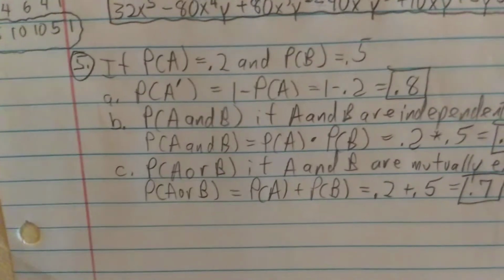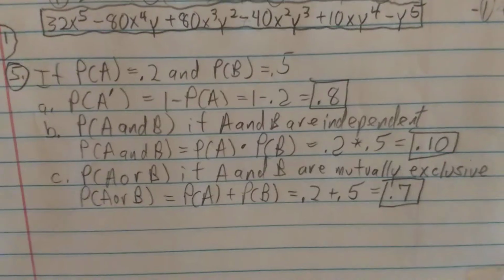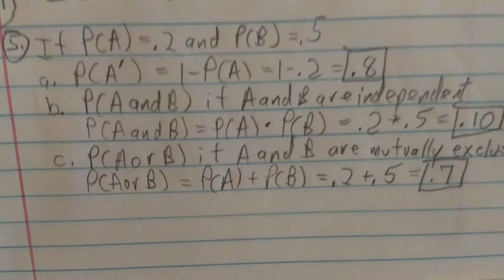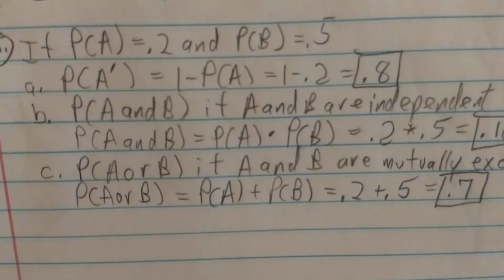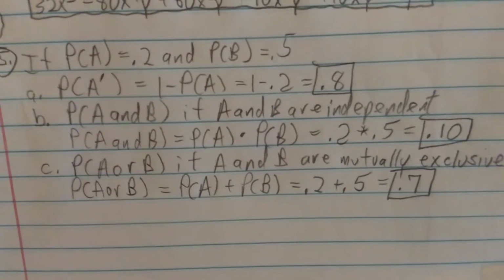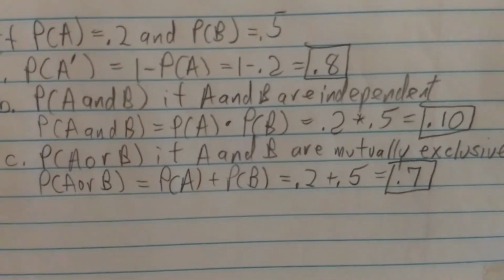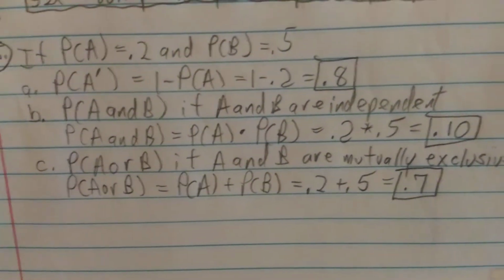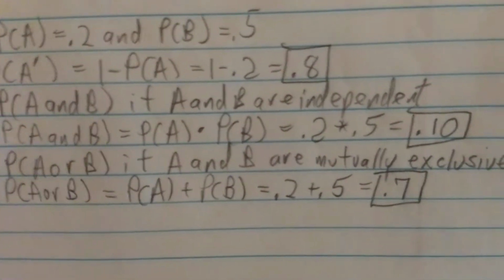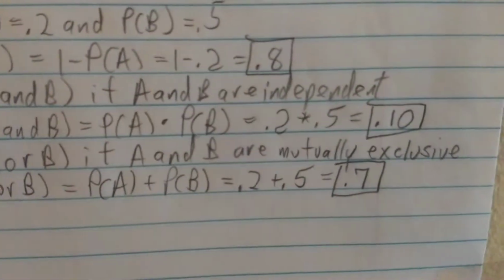Now problem 5 is, if the probability of A is 0.2 and the probability of B is 0.5, then the probability of A complement is 1 minus the probability of A, or what's left over from 1, which is 1 minus 0.2, or 0.8. Now part B is the probability of A and B if A and B are independent. And if they are, then we can just multiply the probabilities. So P(A and B) is equal to P(A) times P(B), or 0.2 times 0.5, which is 0.10.